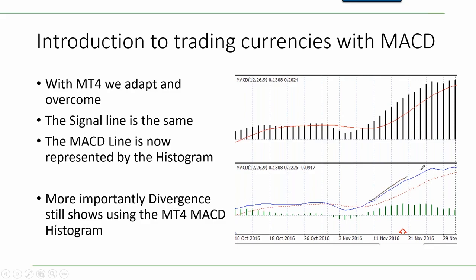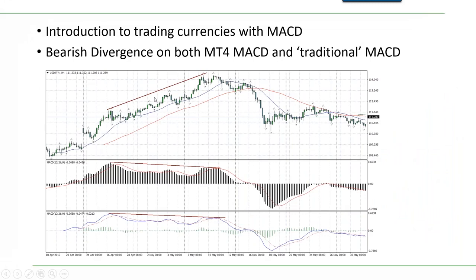As always, we're traders, we adapt and we overcome. What happens here is that the MetaTrader MACD signal line, the red moving average here on the MetaTrader MACD, is the same as the signal line on the traditional MACD. The signal line is the same. What is different is the MACD line. The normal faster blue MACD line is now what is represented by the histogram on the MetaTrader standard MACD. That's all it is.